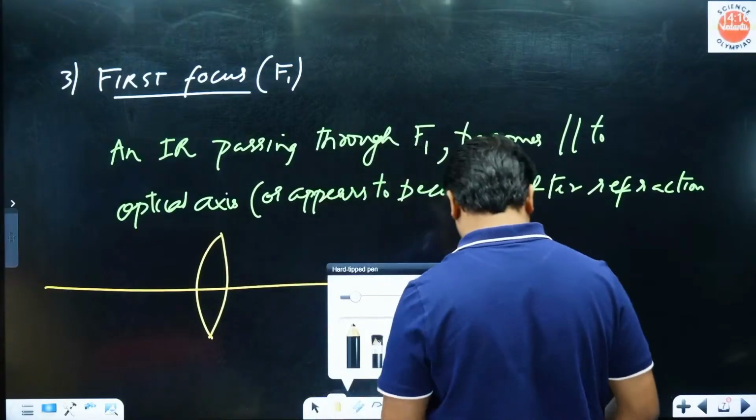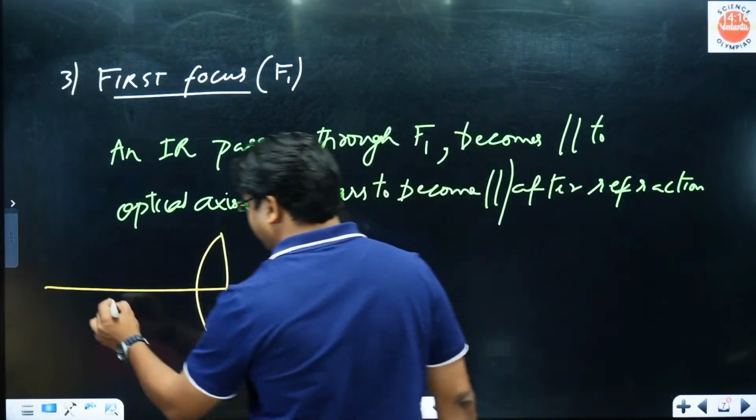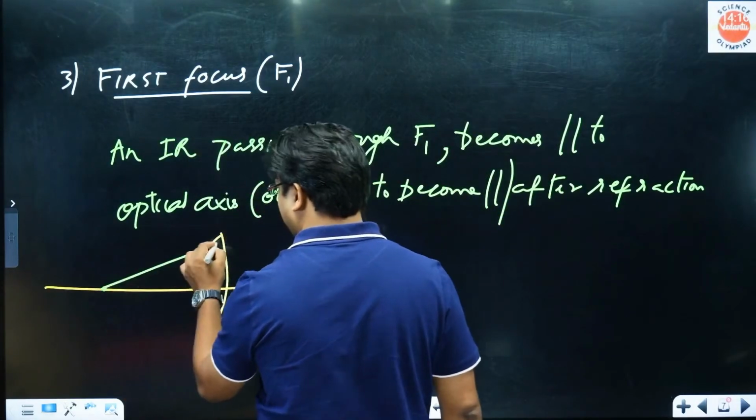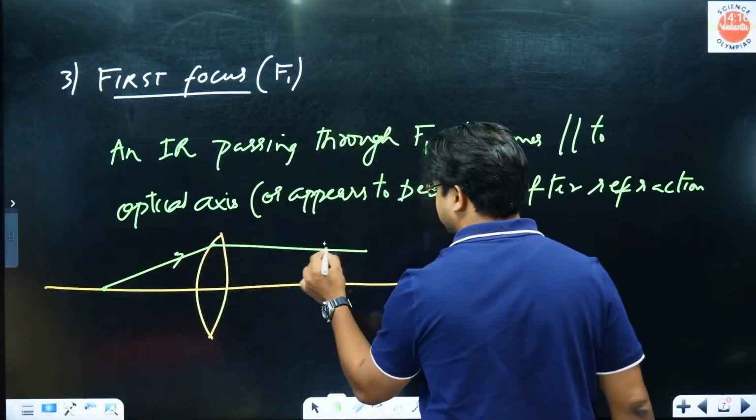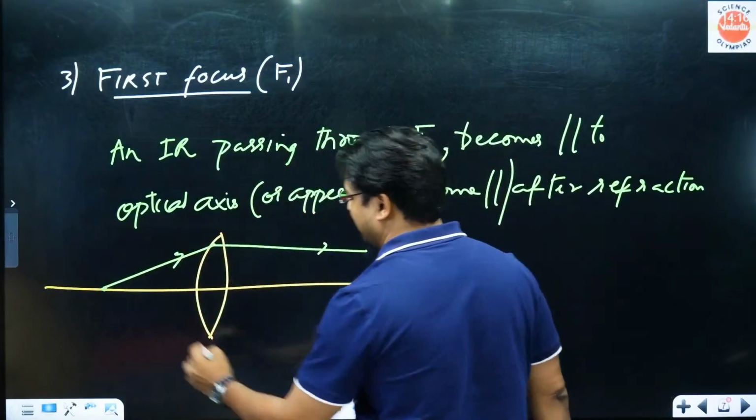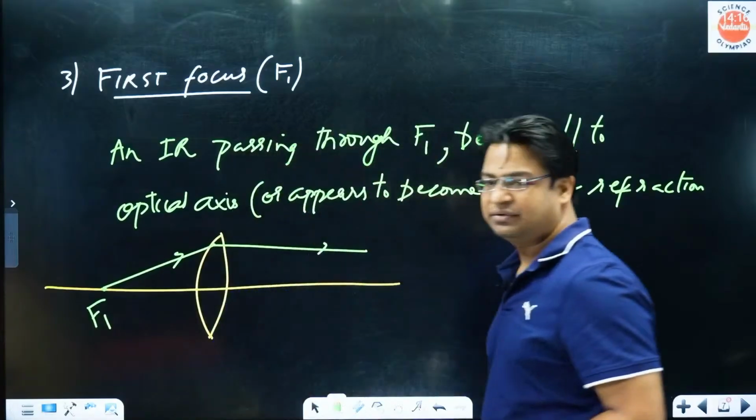What kind of property am I talking about? So there will be a point on the principal axis such that a ray coming from it will become parallel to the principal optical axis after refraction. So this point is called the F1, or the first focus.